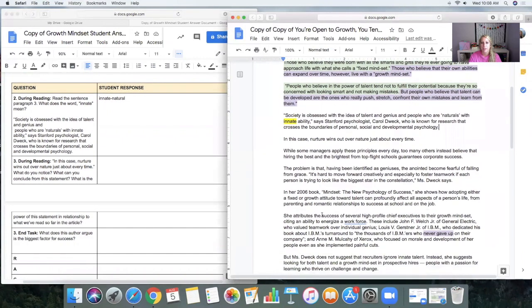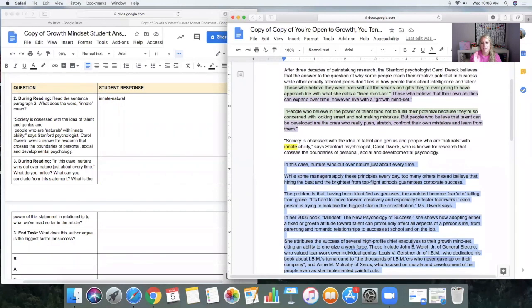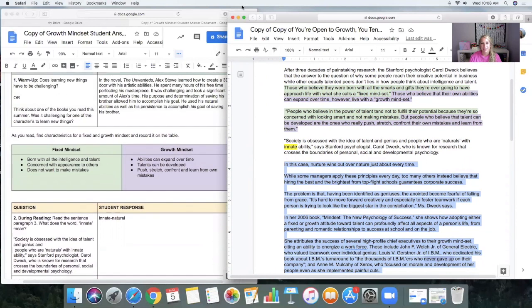I want you to read the next couple paragraphs, the ones that I have highlighted here. And as you're reading, I want you to fill in the chart based on the characteristics. So go ahead and pause the video and read the remaining paragraphs.